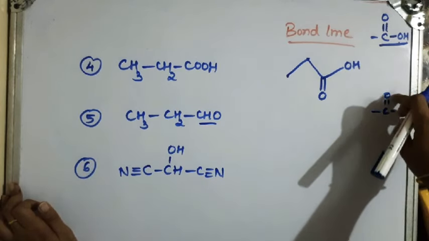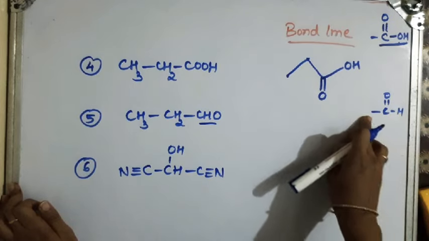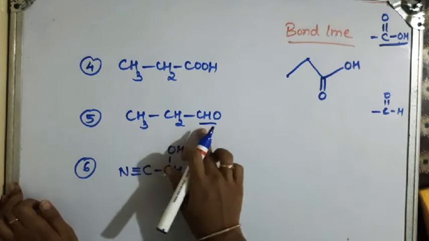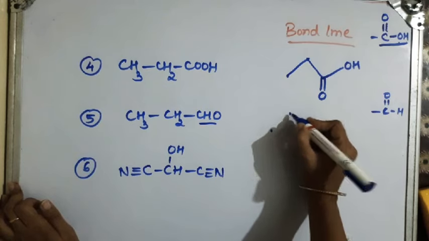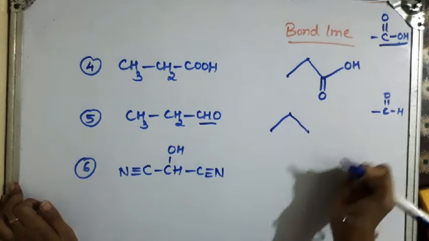Carbon is doubly bonded with oxygen on one side, and it is connected with hydrogen on one side. The other side will be the carbon skeleton. So how many carbons are there? 3 carbons, 2 and 3. Now join them by single bond.